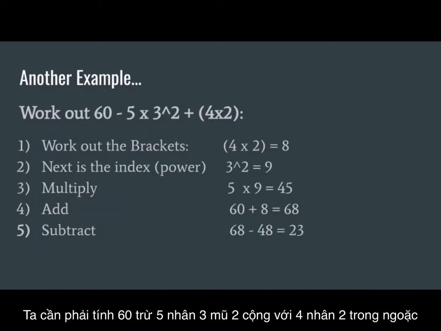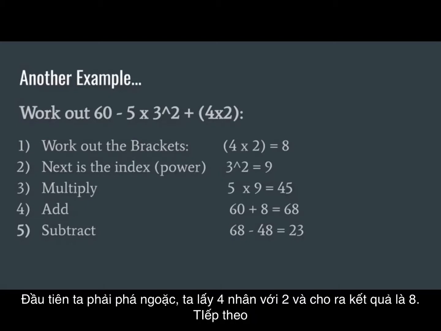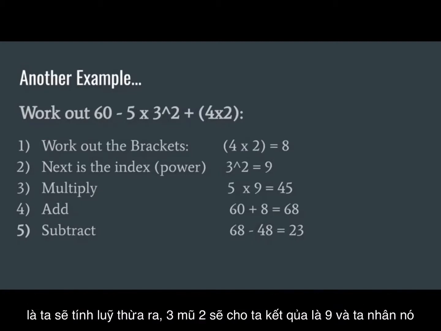Here is another example. We need to work out 60 minus 5 multiplied by 3 to the power of 2 plus 4 multiplied by 2 in brackets. So first, we need to work out the brackets. We take 4 multiplied by 2 equals 8. Next is the indices, or the power. So 3 to the power of 2, which is 9.